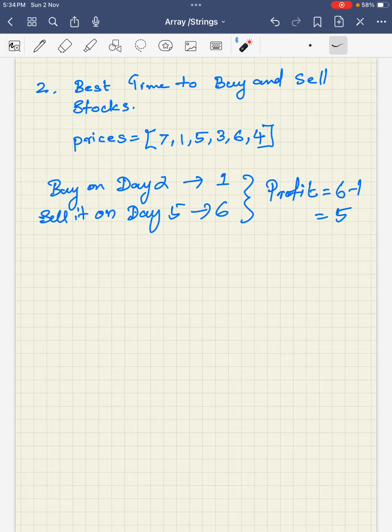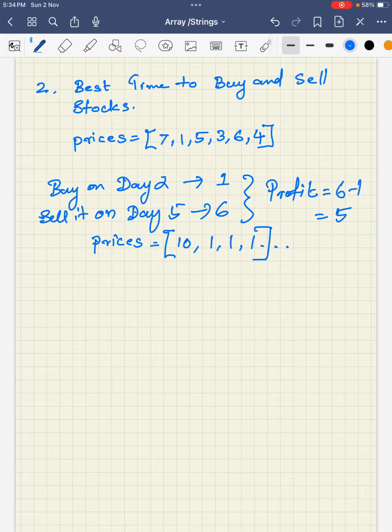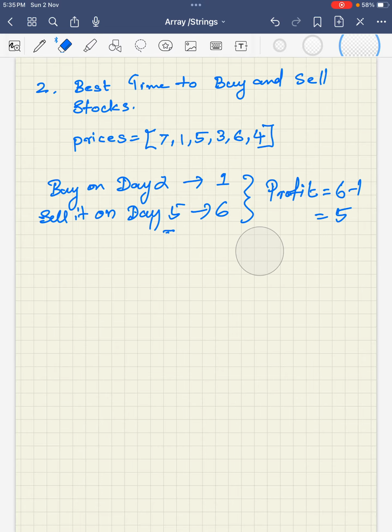If no profit can be made, for example, if the prices are something like 10 1 1 1, here you can see in this particular example you cannot make a profit at all, because the later values should be higher than the earlier ones. So in that case you just have to return 0, that means no profit. That's what we need to find. If you understood the problem statement, we can go and try solving.